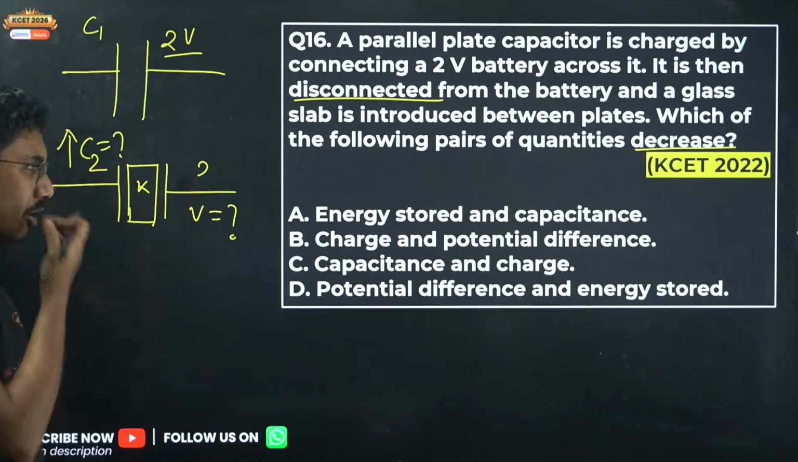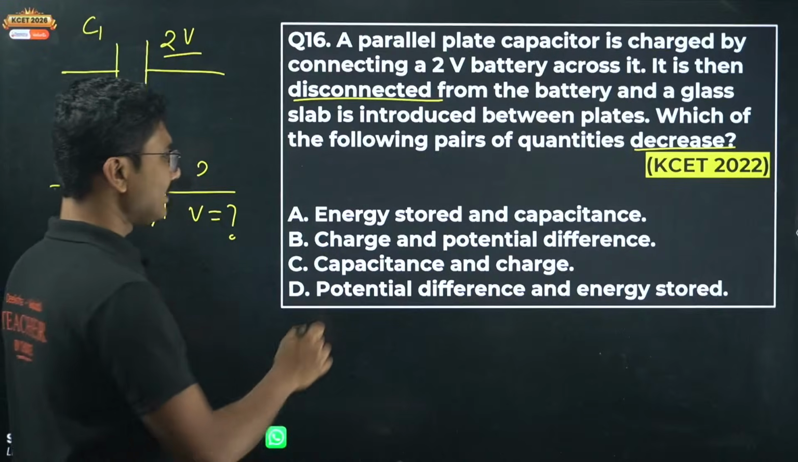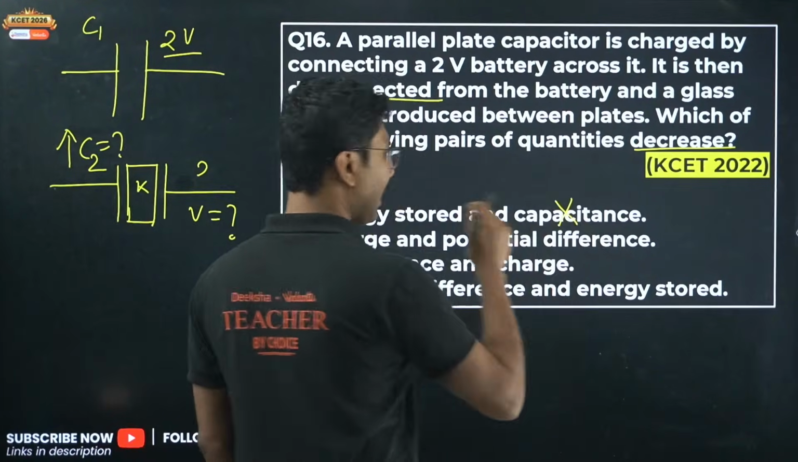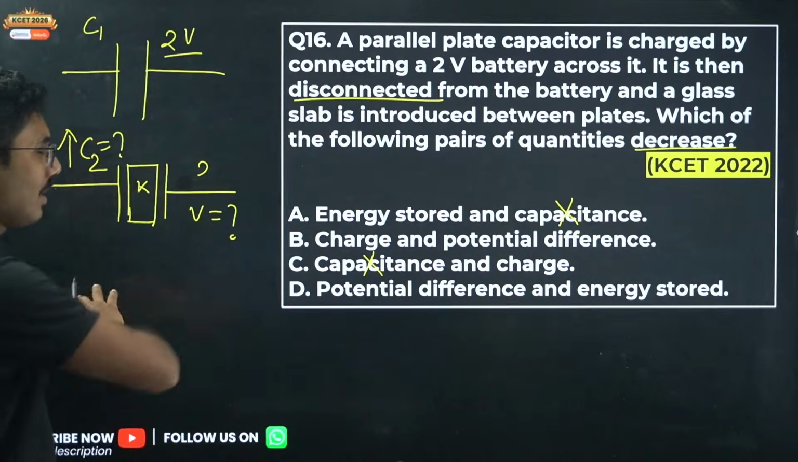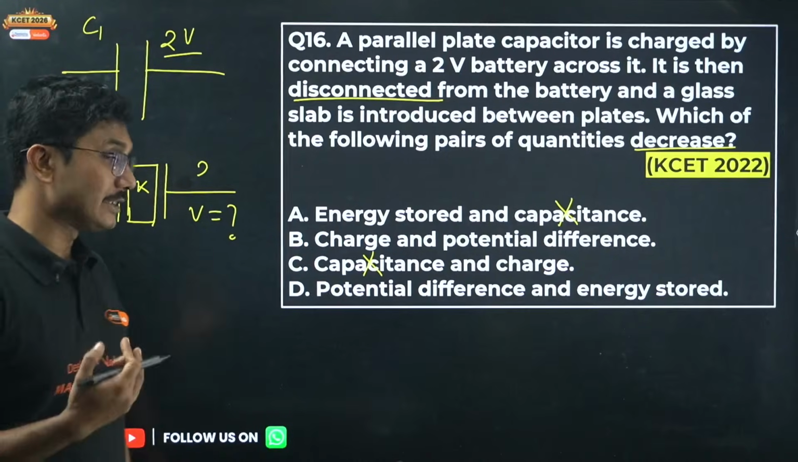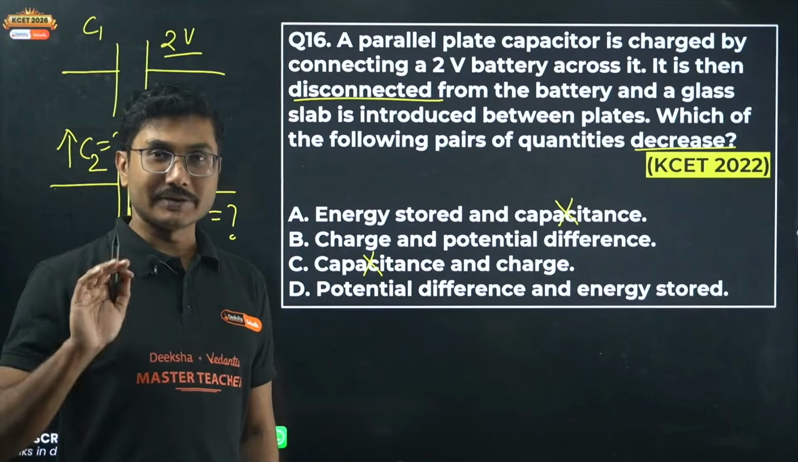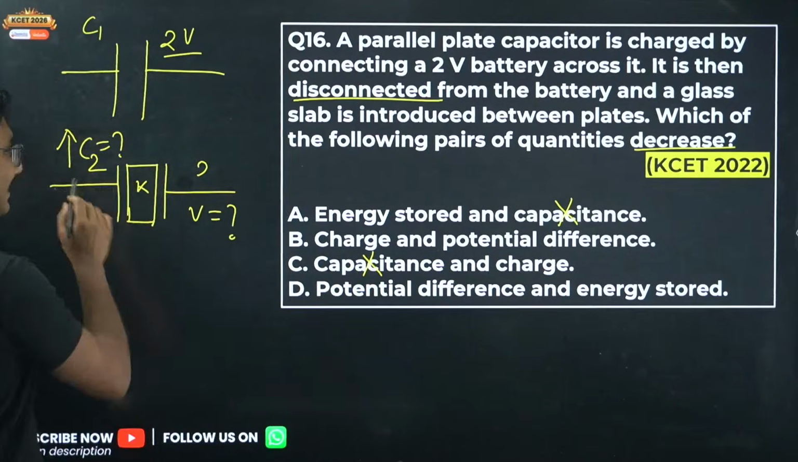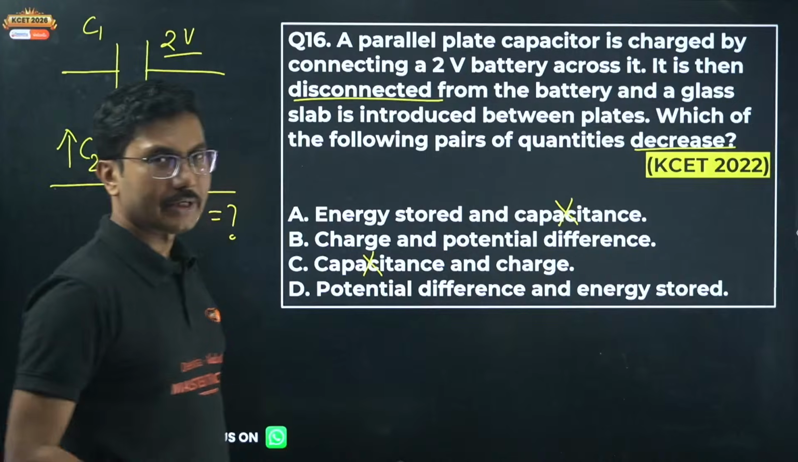So capacitance is not decreasing. So capacitance and charge is wrong. Energy and capacitance must be wrong as well. Whatever option has capacitance, that should be wrong. So this is a way of answering a question by method of elimination. Capacitance is increasing, so capacitance cannot be the correct answer for decrease.